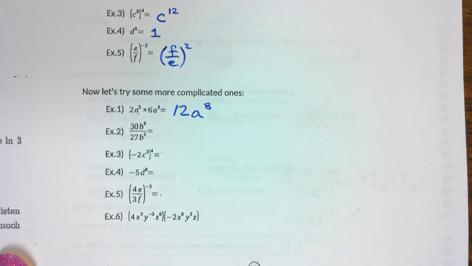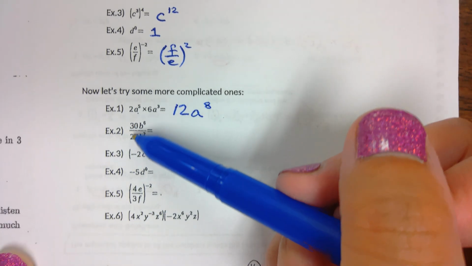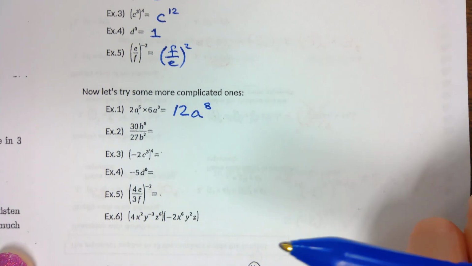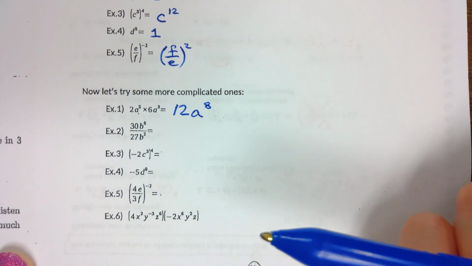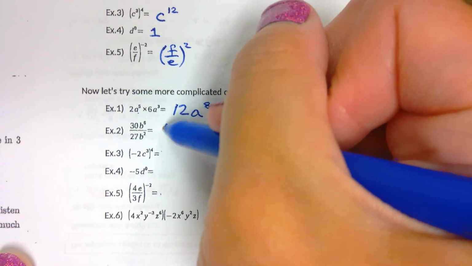Yeah, good. Okay. Now example 2. 30 over 27. It's not divisible, but I can reduce this fraction. What does it reduce down to? 30 over 27 is 10 over 9. Yeah.